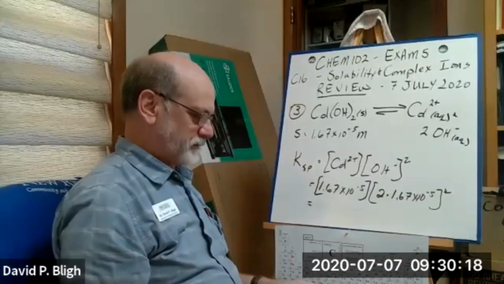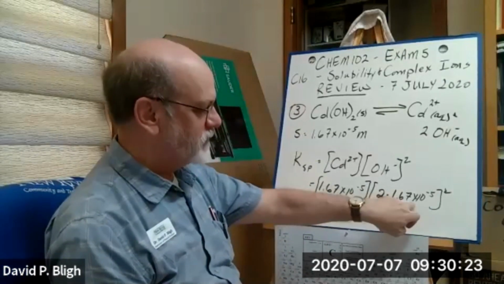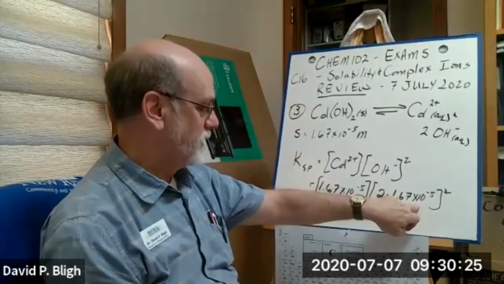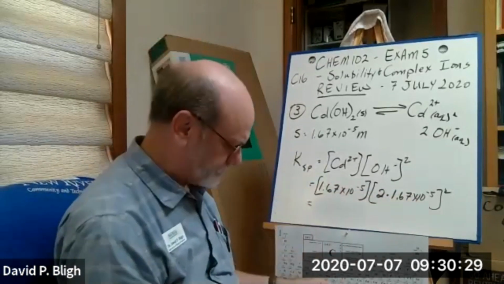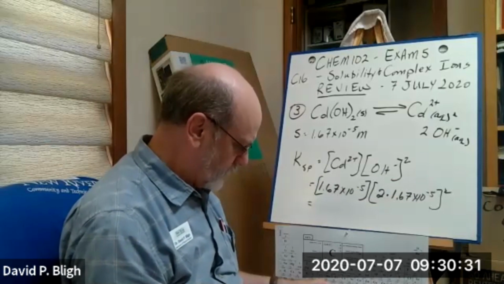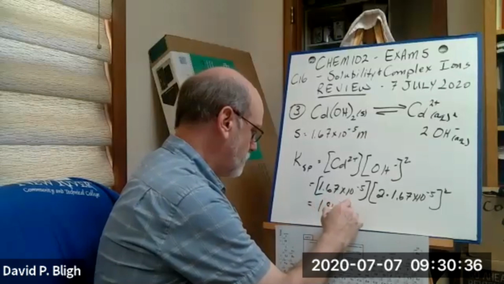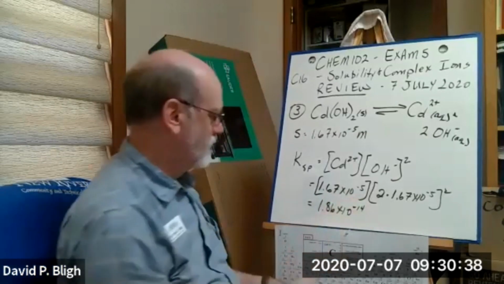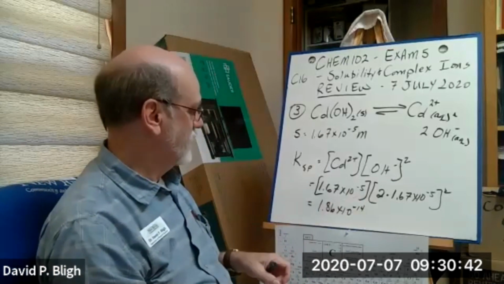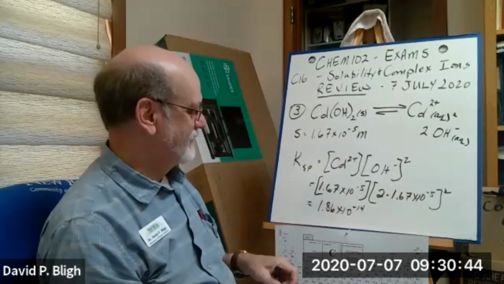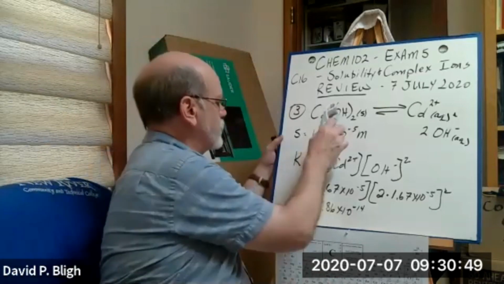Okay? So you do the math, right? 2 is squared, 1.67 times 10 to the minus 5th is squared, then times that one again. And we should end up with 1.86 times 10 to the 14. Okay? That was 3.